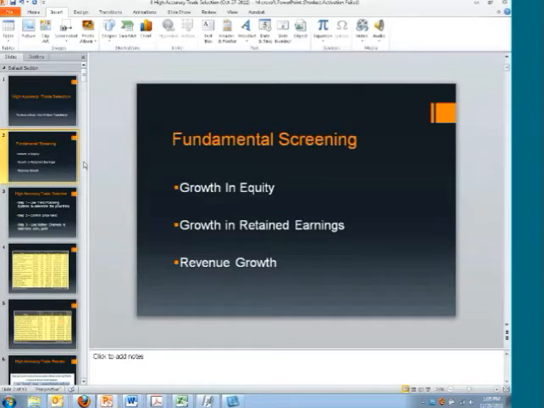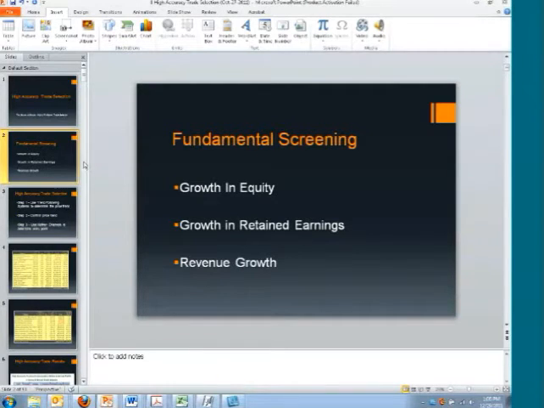And I also like to take a look at the growth rate in retained earnings, and this is also a great way to measure a company and compare it against other companies. Retained earnings actually excludes one-time charges and write-offs, so that you get a really true picture of the earnings growth of a company. And then I like to confirm the growth in equity and retained earnings by revenue growth.